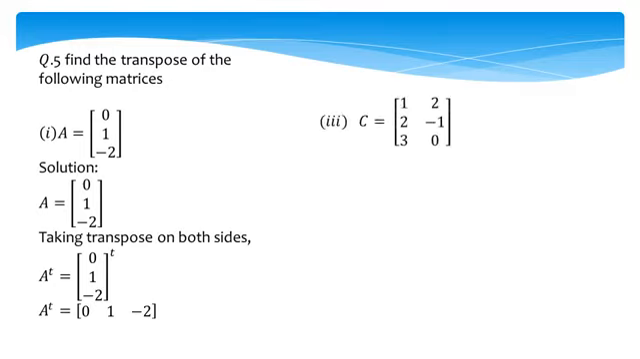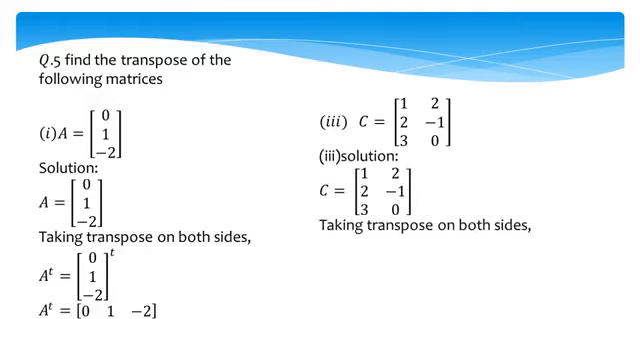Question number 3. C is equal to the matrix 1, 2, 2 and minus 1, 3 and 0. Solution of 3. Write your question as it is, taking transpose on both sides. So C transpose is equal to 1, 2, 2, minus 1, 3 and 0. Apply transpose in it.